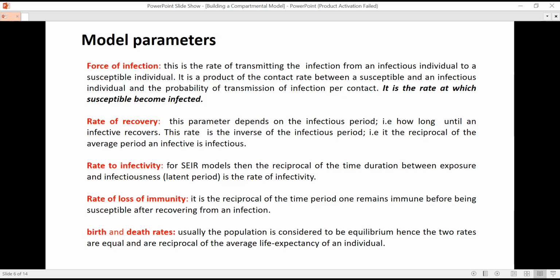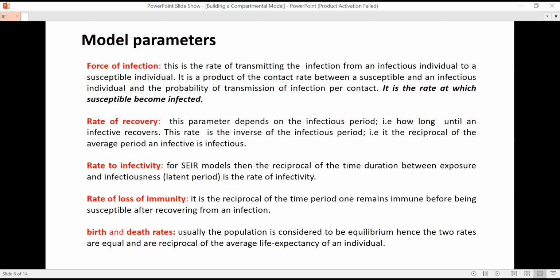Something very important is that when you're modeling, all your units have to be standard. If you're modeling in days, all your parameters have to be defined in days, or per day. Even if you're looking at the hazard, it has to be in days. So if you're given a recovery time in years, you have to convert it to days.